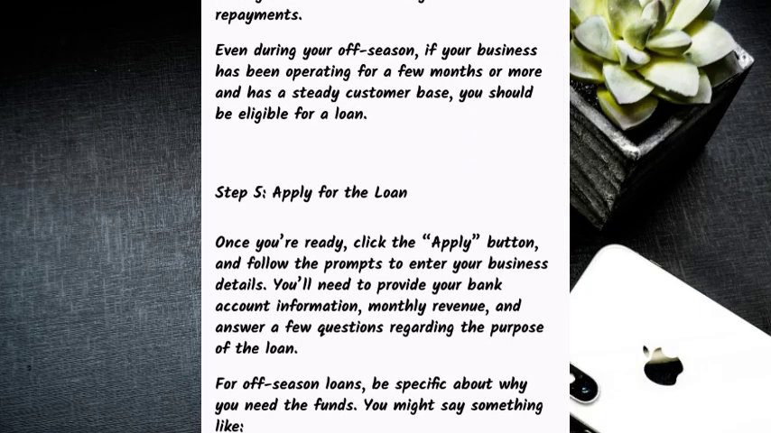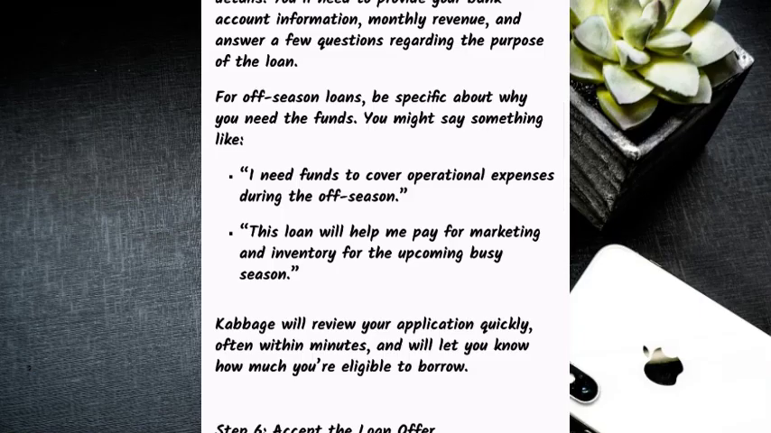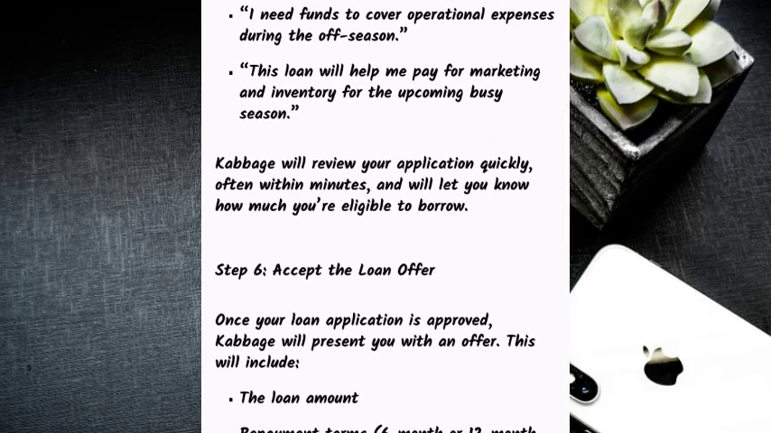Step 5, apply for the loan. Once you're ready, click the apply button and follow the prompts to enter your business details. You will need to provide your bank account information, monthly revenues, and answer a few questions regarding the purpose of the loan. For off-season loans, be specific about why you need the loan. You might say something like, I need funds to cover operational expenses during the off-season, or you could say, this loan will help me pay for marketing and inventory for the upcoming busy season. Kabbage will review your application quickly, often within minutes, and will let you know how much you are eligible to borrow.